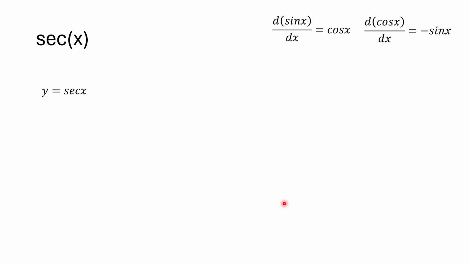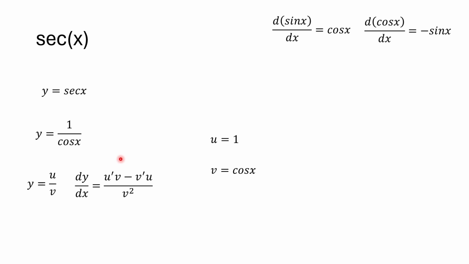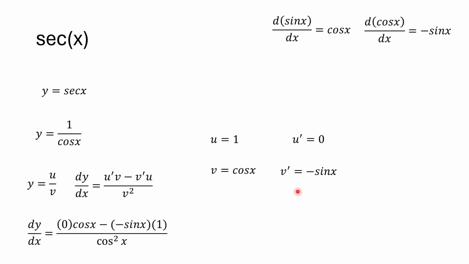Again, I really do encourage trying it yourself before watching me go through it. Cool. So hopefully you've tried it. So just looking at it, we can write y is equal to 1 over cos x, and then again use the quotient rule where we can say u is equal to 1 and v is equal to cos x because it's another fraction here. And then we can say u prime is equal to 0, v prime is equal to minus sine x, and we can apply it to get that dy dx is equal to 0 times cos x minus sine x times 1 over cos squared x.